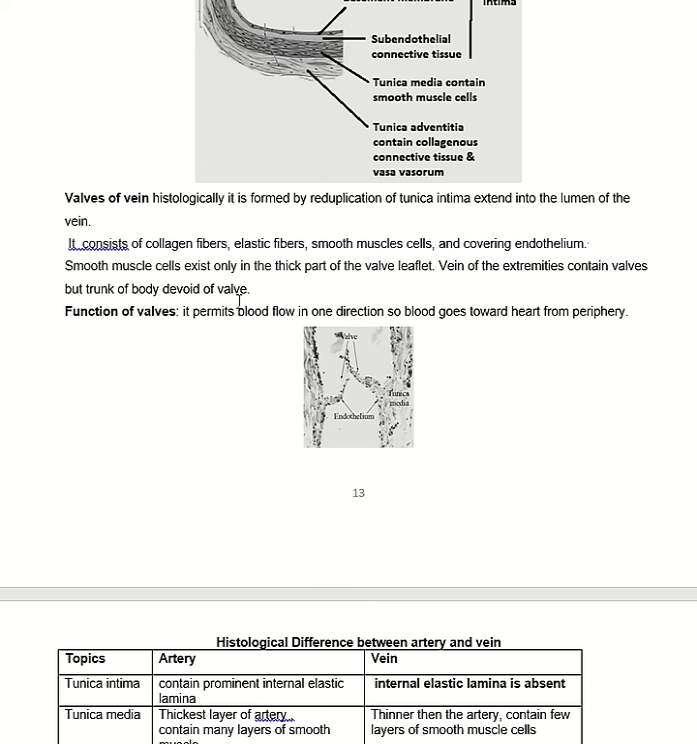Veins of the extremity contain valves, but the trunk of the body is devoid of valves. The function of the valve is to permit blood flow in one direction, so blood goes toward the heart from the periphery.